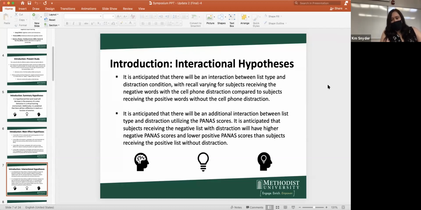We also have two interactional hypotheses. It is anticipated that there will be an interaction between list type and distraction condition, with recall varying for subjects receiving the negative words with the cell phone distraction compared to the subjects receiving the positive words without the cell phone distraction. It is also anticipated that there will be an additional interaction between list type and distraction, utilizing the PANAS scores. It is anticipated that subjects receiving the negative list with distraction will have higher negative PANAS scores and lower positive PANAS scores than subjects receiving the positive list without distraction.